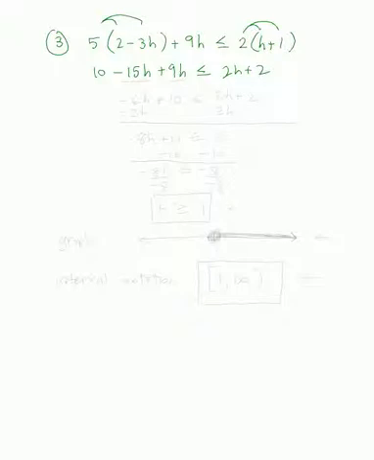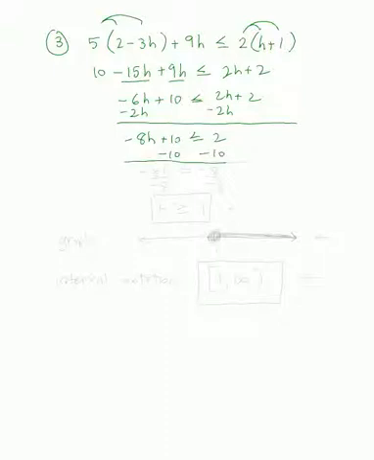Now there's no fraction, so I can skip that step. So I combine like terms on both sides. Negative 15h plus 9h is negative 6h plus 10 is less than or equal to 2h plus 2. Now, because I have variables on both sides, I have to move all the variables to the left by subtracting. I get negative 8h plus 10 is less than or equal to 2. And I can move the 10 over as well by subtracting. I get negative 8h is less than or equal to negative 8.